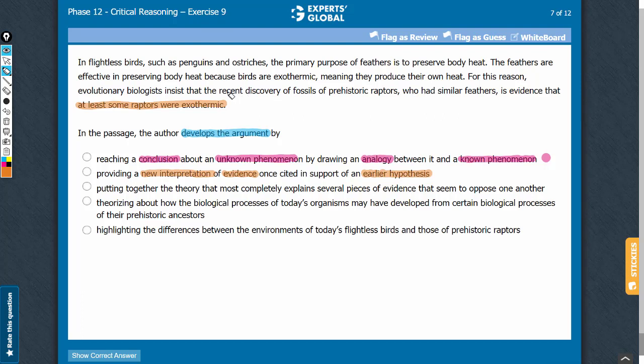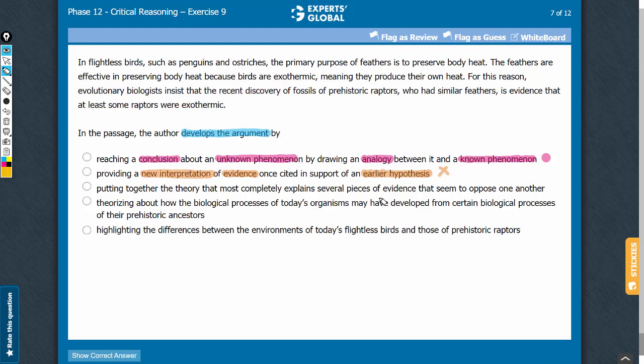Also, the passage refers to a recent discovery, which would indicate that the evidence itself is recent. However, the passage makes no suggestion regarding a new interpretation as compared to an old interpretation of this evidence. So again, this term, new interpretation, cannot be established from the argument. So either way, this answer choice cannot be established as the method of reasoning in the argument. So let's eliminate this answer choice.